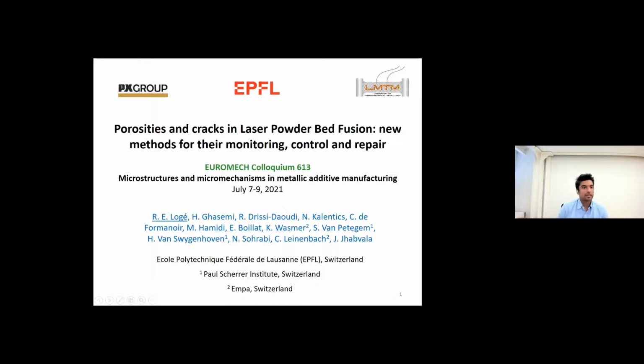So our next speaker, as I said, is Roland Logé from EPFL in Switzerland. Roland has done a lot of work in solid state metallurgy and material science. And since the middle of the last decade, he has been working a lot in metal manufacturing, leading some consortiums in Switzerland. So today he's going to talk to us about porosities and cracks in powder bed fusion. Roland, please, the floor.